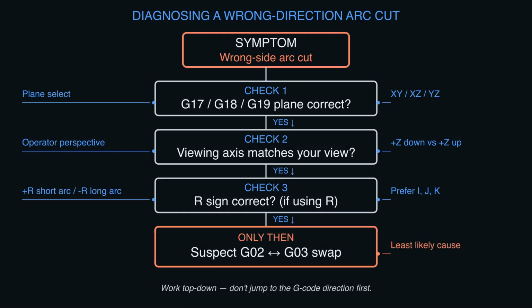So, here's the decision tree when you're staring at a wrong side arc. First, is the plane right? Then, is the viewing axis what you assumed? Then, if you're using R, is the sign right? Only after all 3 do you suspect the G02 versus G03 itself.